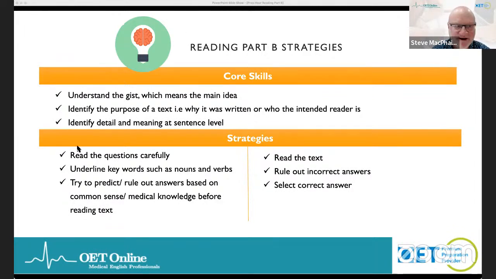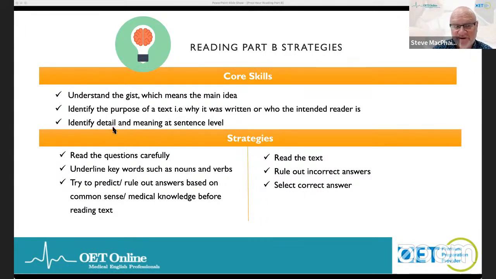Now, in terms of our strategies, well, we've got to understand the gist, which is like the essence, that's the meaning of a message, and that's common in emails, email type communications. They'll ask that type of question. The purpose of a text, which is why it was written, or perhaps who the intended reader is, but particularly why a text was written, what's the aim.